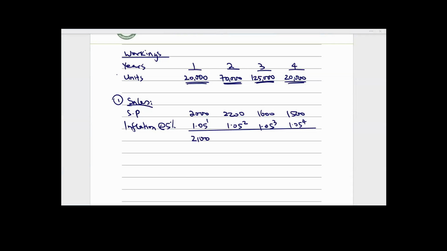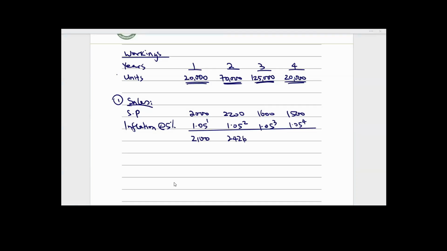I will do the same thing for year 2. 1.05 raised to power 2 equals 1.1025. Don't round anything. Put everything there, whatever you have, then multiply by 2,200. So we have 2,426, rounding. Here is 2,426.